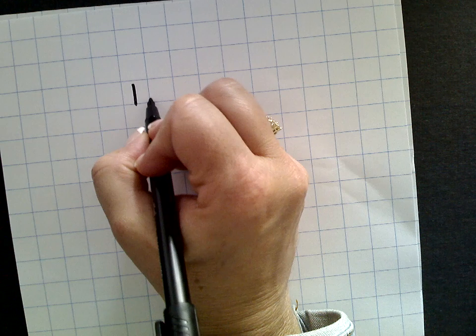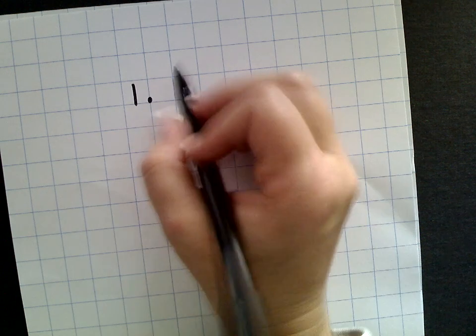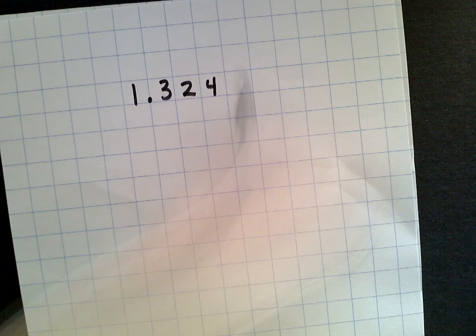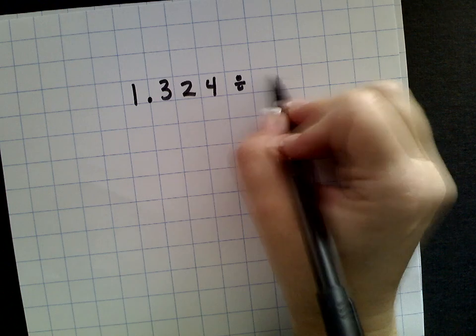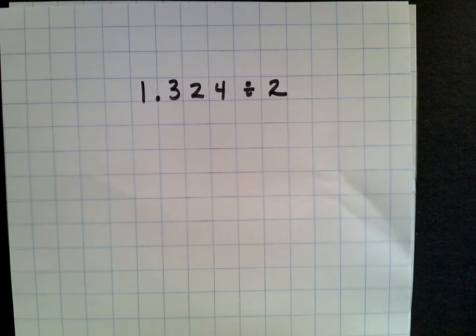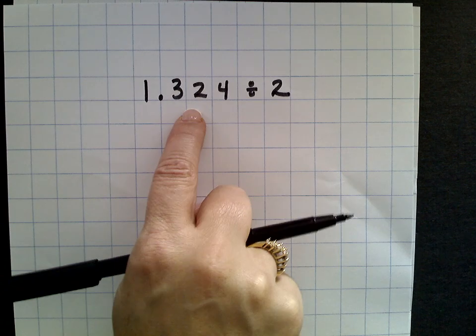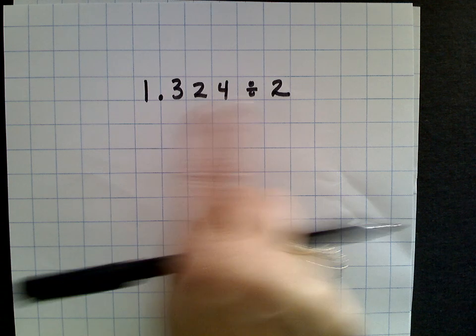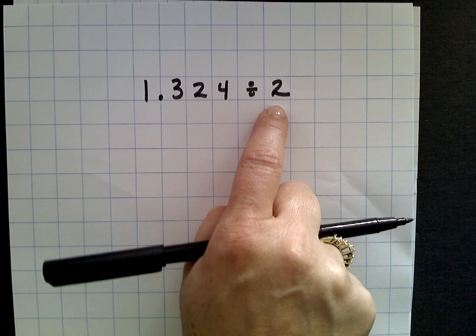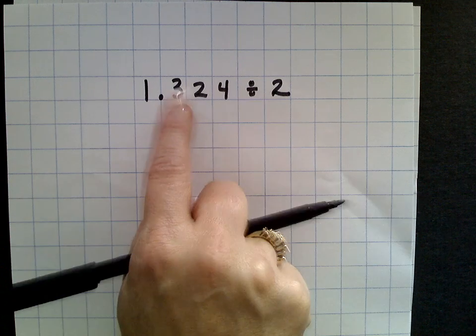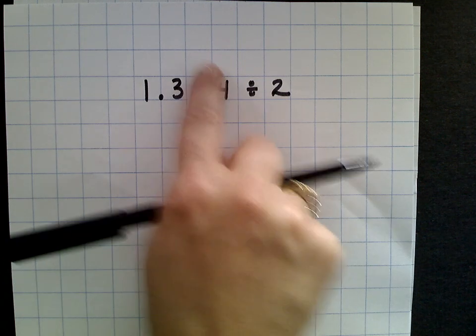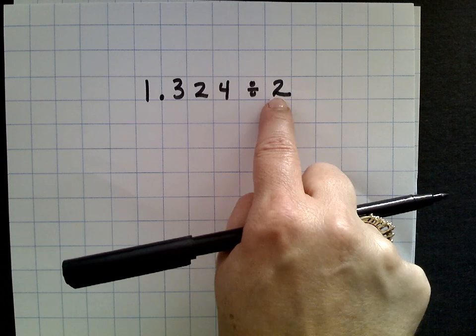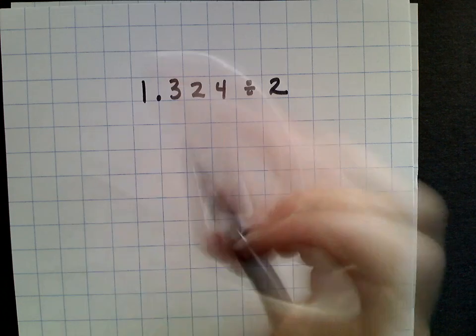We're going to do 1 and 324 divided by 2. So once again, this is my dividend. Say it with me. Dividend. This is my divisor. Say it with me. Divisor. This goes in the box. This is what's being broken up into pieces. This is how many pieces we're breaking it up into.